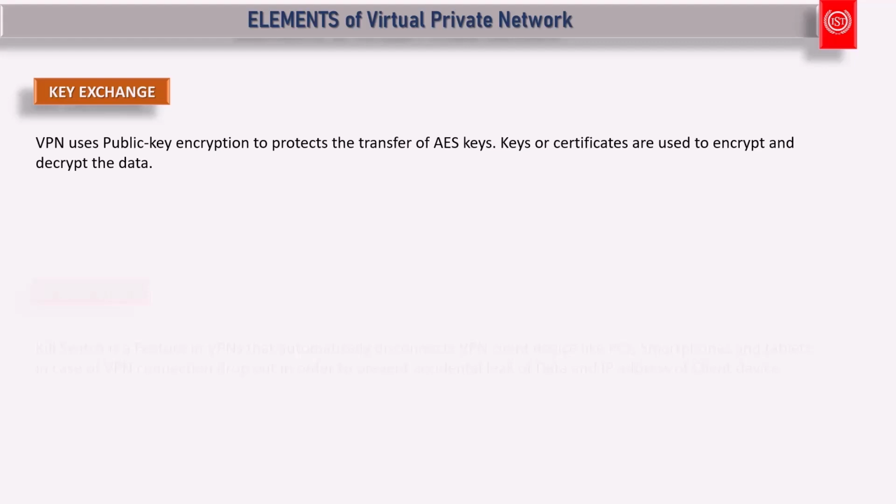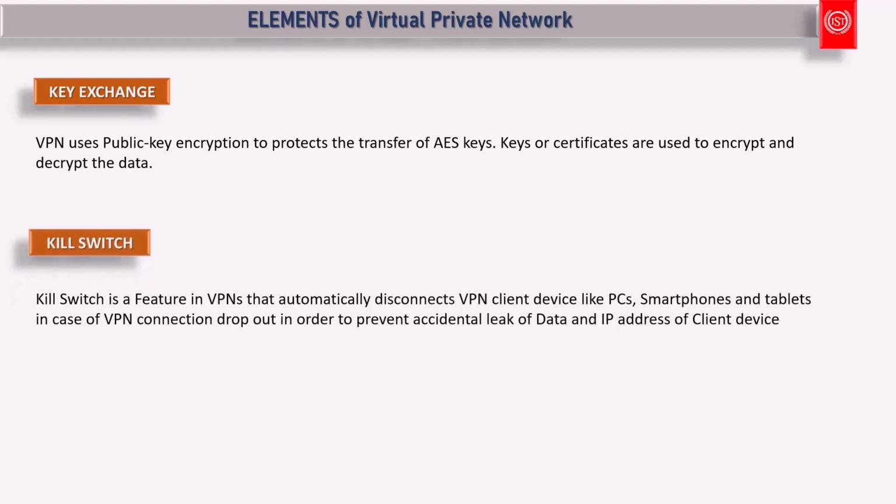So key exchange is very much important, and VPN uses public key encryption in order to protect the transfer of these AES keys. So most VPNs protect the exchange of keys as well. And finally, we have a kill switch. So what is the kill switch?